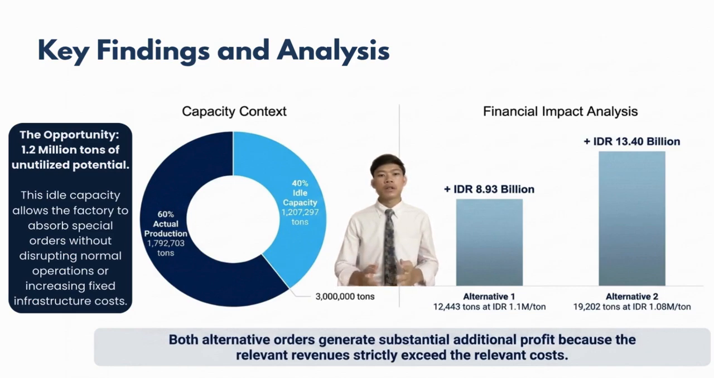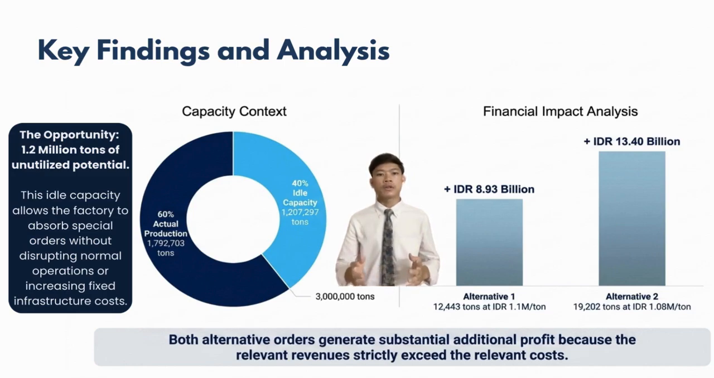The first special order involved 12,443 tons of cement at a selling price of 1.1 million rupiah per ton. After conducting relevant cost analysis, the researchers found that the company would earn an additional profit of approximately 8.93 billion rupiah. Therefore, the order should be accepted.